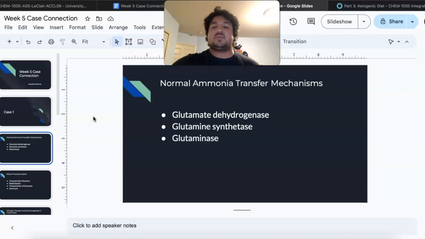Another important enzyme is glutamine synthetase, which combines ammonia with glutamate to form glutamine. Glutamine is a non-toxic carrier of ammonia and can be transported in the blood to the liver, kidneys, and intestines. In the liver, the enzyme glutaminase converts glutamine back into glutamate and free ammonia, which is then incorporated into the urea cycle for excretion.